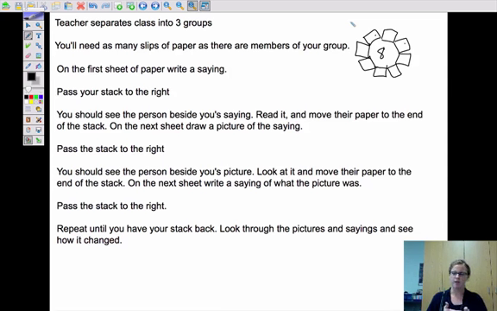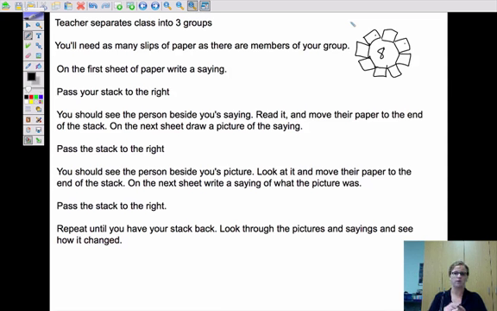Then you're going to pass that whole stack to the person to your right. Okay, the whole stack goes to the person to the right. So let's say I have a partner, and my partner's name is Katie. I pass my whole stack to Katie. She reads my saying, puts my paper back to the end of the stack, and now draws a picture of my saying.